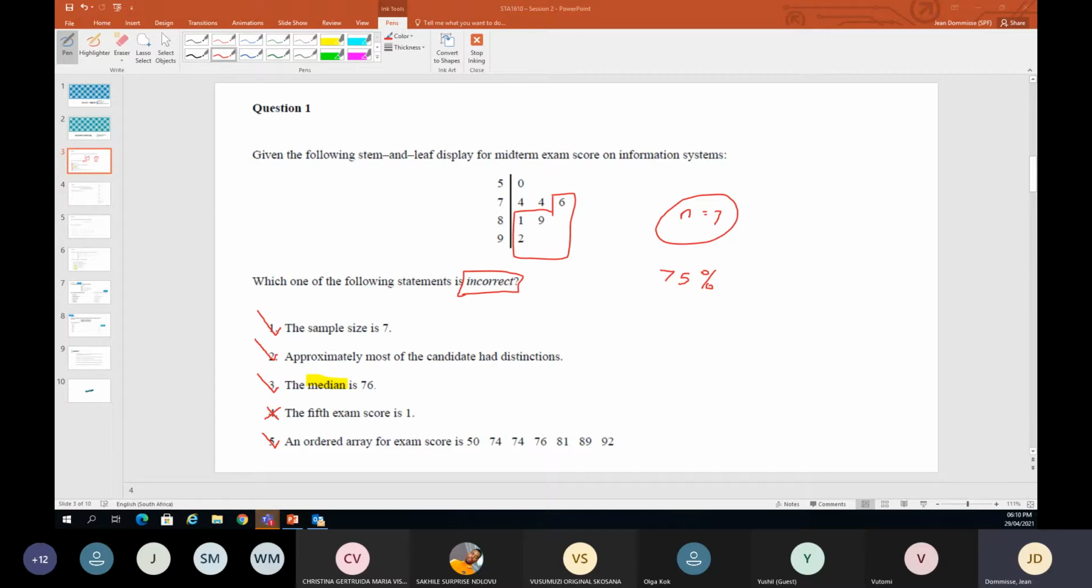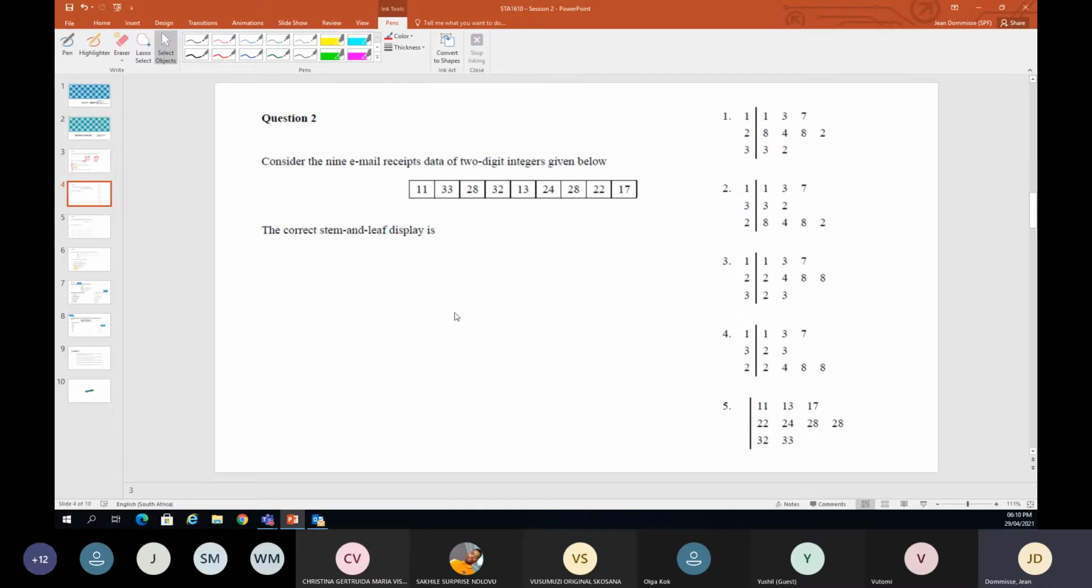Okay, so let's quickly. No, the screen is not supposed to be black. Is anybody else seeing a black screen, or are you seeing the next question in question 2?